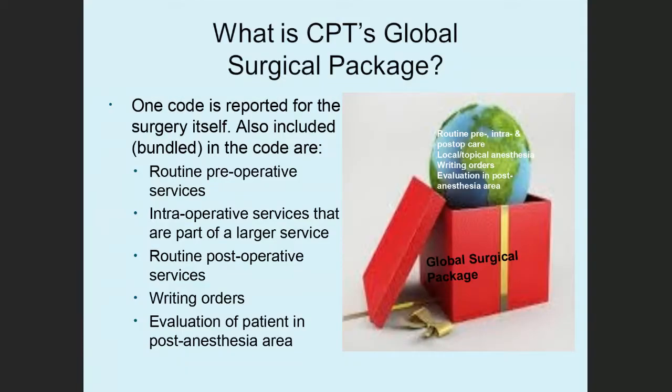Let's start with the CPT Global Package. For a global package, one code is reported for the surgery itself, but it also includes other routine services. You can find this list in your CPT book in the surgery guidelines. It's called the CPT Surgical Package, and it lists the services that are included and not included.